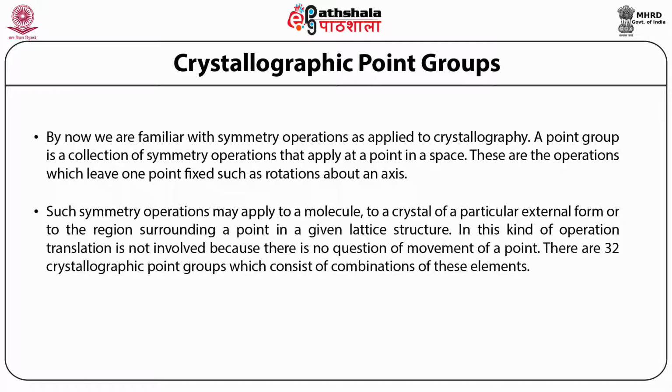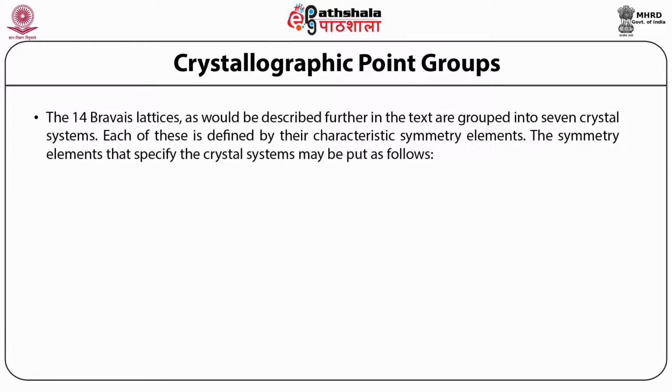There are 32 crystallographic point groups which consist of combinations of these elements. The 14 Bravais lattices, as would be described further in the text, are grouped into 7 crystal systems. Each of these is defined by their characteristic symmetry elements. The symmetry elements that specify the crystal systems may be put as follows.